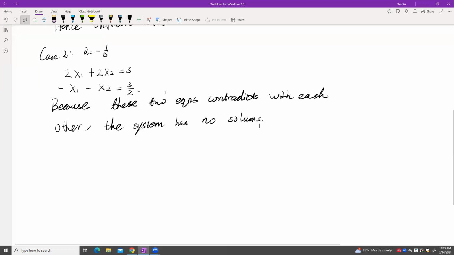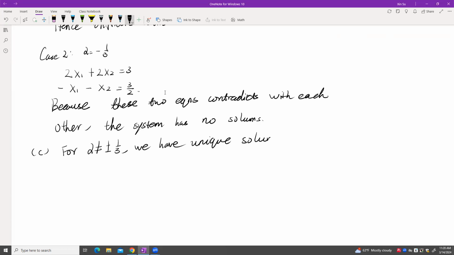Move to question C. Question C is that let's say we have unique solutions. From question A, we already know that for alpha not equal to positive and negative 1/3, we have unique solutions for the system. This is because the determinant does not equal 0 for the system.